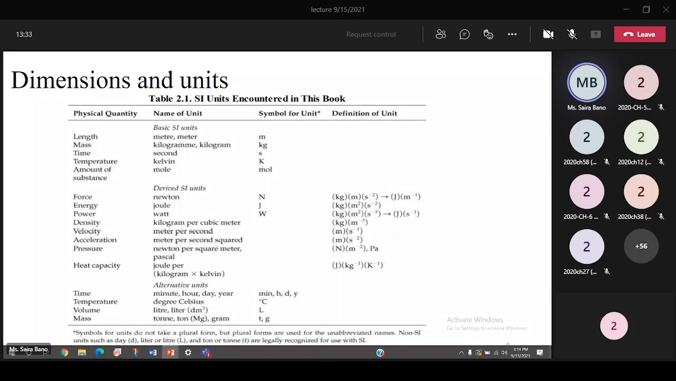Further, there are derived SI units, and they will be force or energy, power, density, velocity, acceleration, pressure, heat capacity. Alternate units are further other than SI units. We can also use some other units besides these, and they are also written further. Like time can be noted in minutes, hours, days, or years.